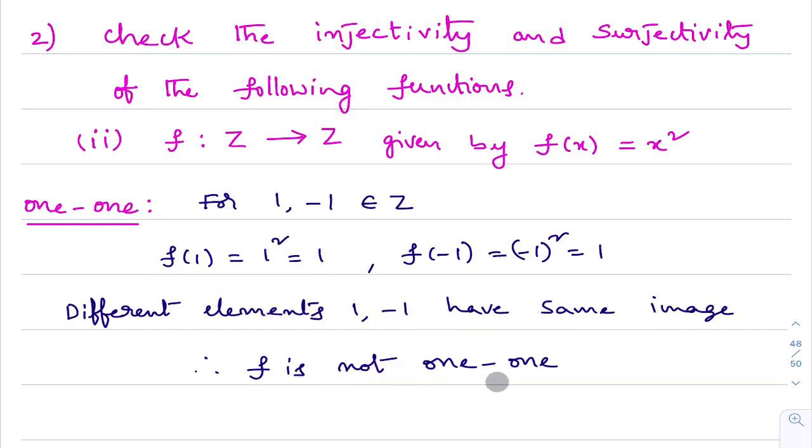I hope you understand what is happening here. Different elements must have different images. Here, different elements in the domain set have the same image. That's why this is not 1-1.